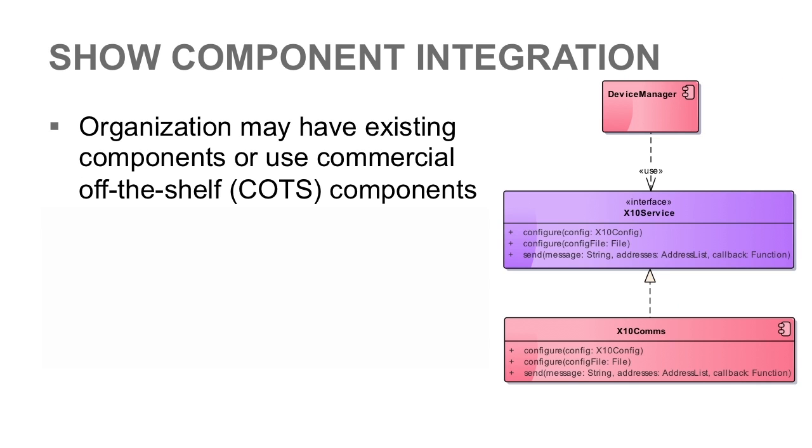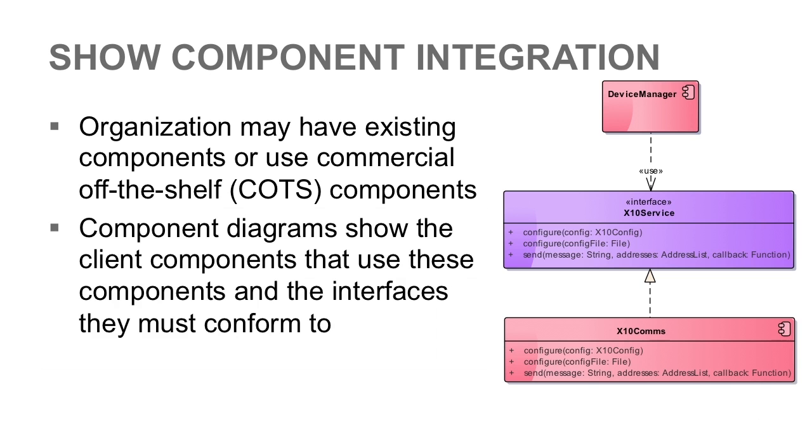Many organizations seek to achieve the benefits of software reuse at the component level. This means that they may have existing libraries of software in the form of components that can be reused in new projects, or they may buy commercial off-the-shelf, COTS, software, or indeed use open source components. The use of and dependencies on these components can be shown in component diagrams, and the details of the interfaces that they expose to the outside world can be shown as in this diagram. The operations of interfaces can be shown if required.